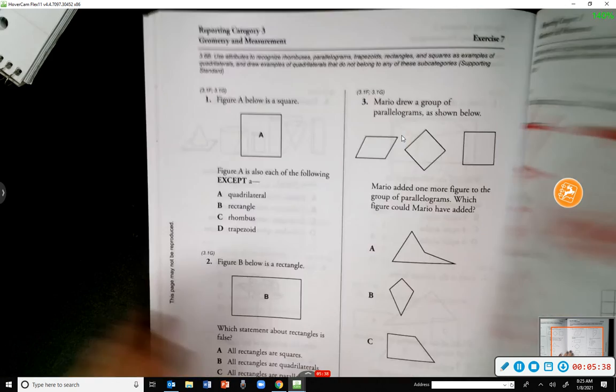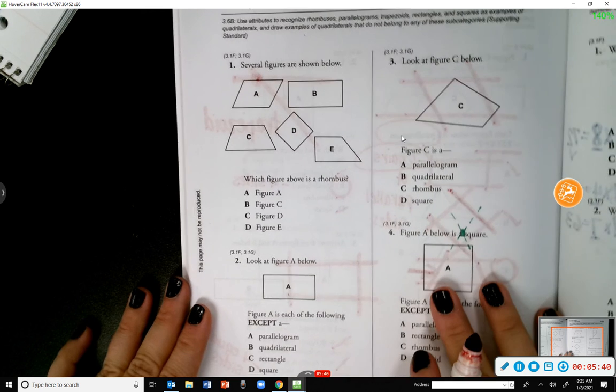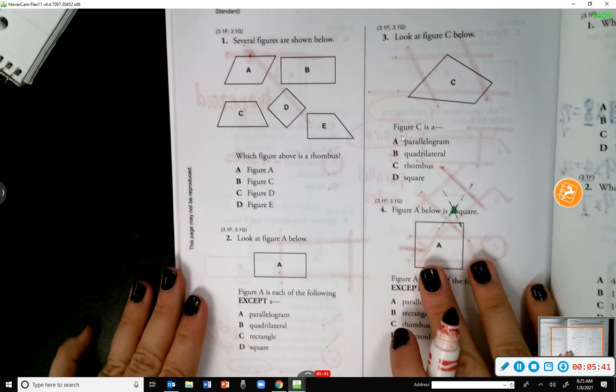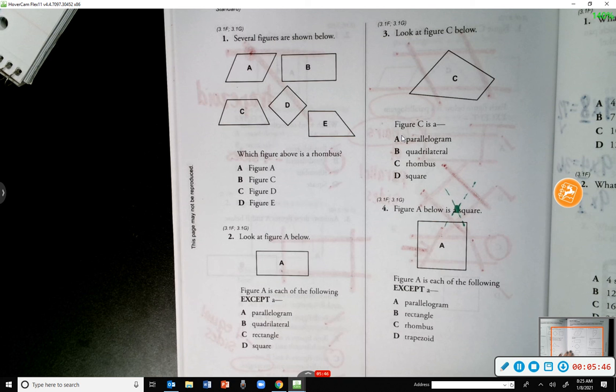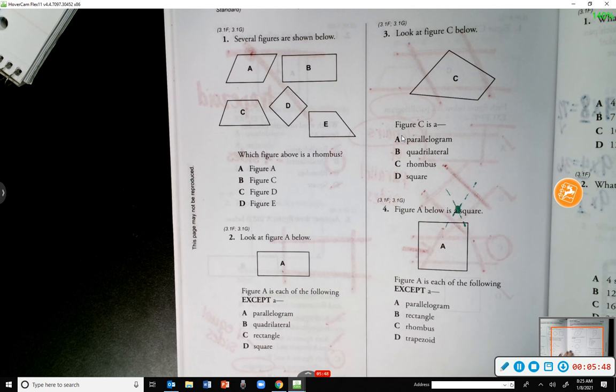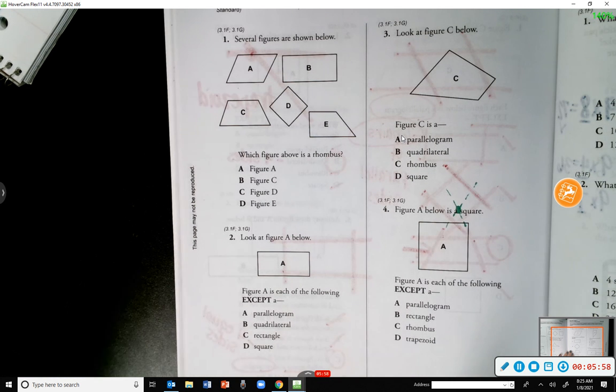Okay. We also did 106, so let's check that real quick. Number 1, several figures are shown below. Which figure above is a rhombus? Remember, a rhombus has to have two things. What two things does a rhombus have to have?